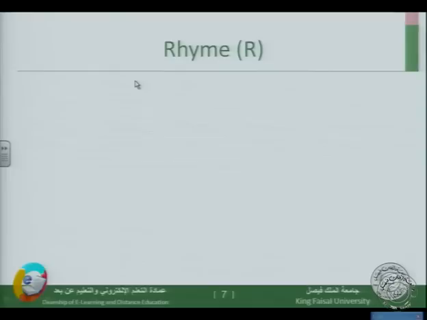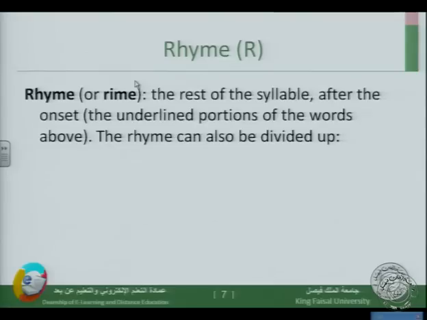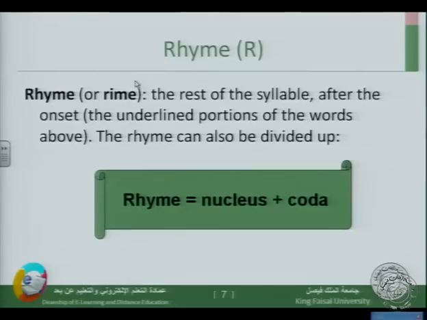The rhyme, this is the second part. The rhyme comes after the onset. Rhyme or rime, you can write it both ways, the rest of the syllable. So after the onset, اللي حكينا عنهم, the beginning letters of a word, the rhyme can also be divided into two, nucleus and coda. وحكينا بأن nuclei are not always, but in most cases, vowels. In some cases, L, N, R, and M, all of these are consonants, they might be the nucleus for some syllables. So the rhyme consists of nucleus and coda. And we talked about this last time, right? The position of the rhyme: it comes after the onset.